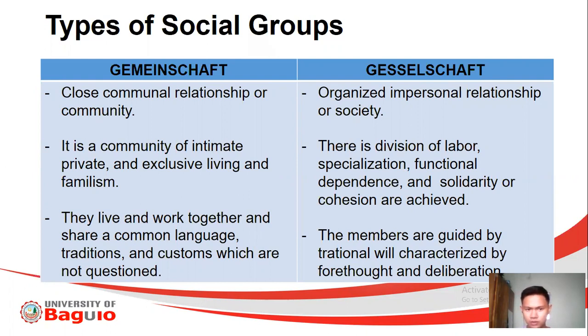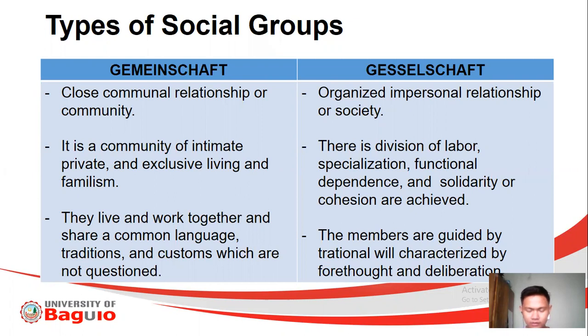So first one muna, we have the Gemeinschaft. When you say Gemeinschaft, it is defined as a close communal relationship or community. Okay, so para siyang parehas rin with the primary group. It pertains to the family members and then the family relatives. Still, there is intimacy.